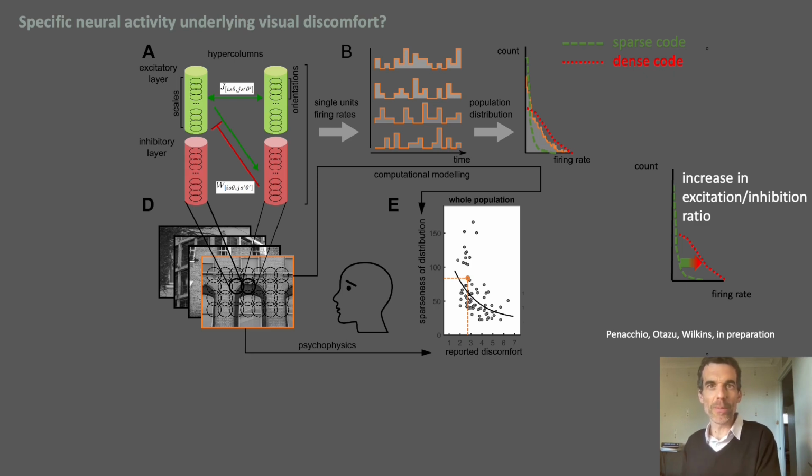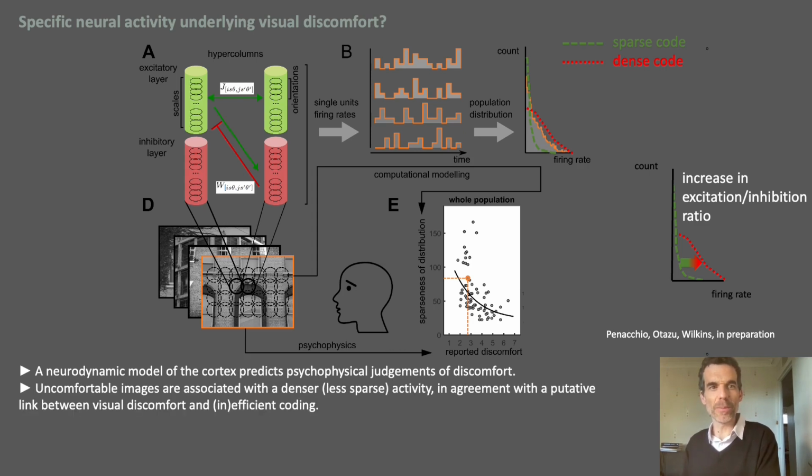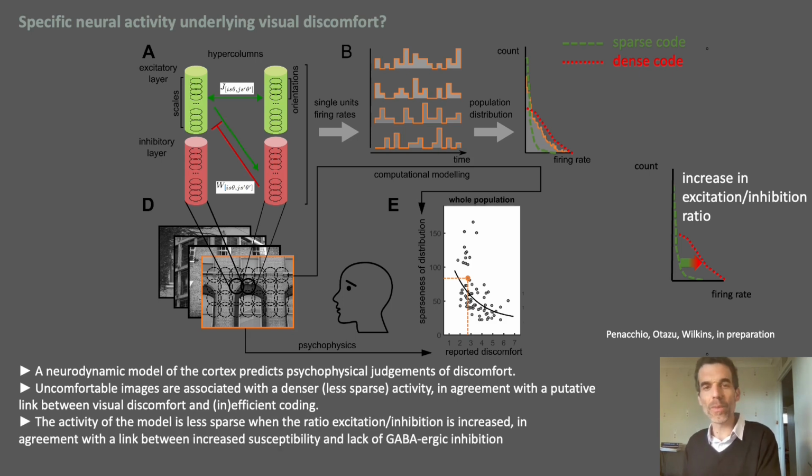So in summary, we have seen that a neurodynamical model of the cortex predicts psychophysical judgment of discomfort, and comfortable images are associated with a sparser activity, in agreement with a putative link between visual discomfort and efficient coding. And the activity of the model is less sparse when the ratio of excitation over inhibition is increased, in agreement with a link between increased susceptibility and lack of GABAergic inhibition.